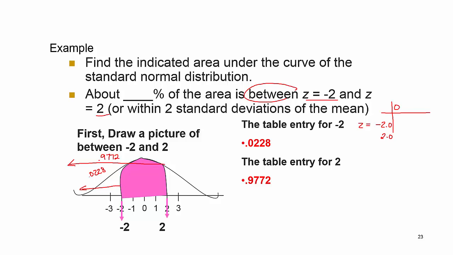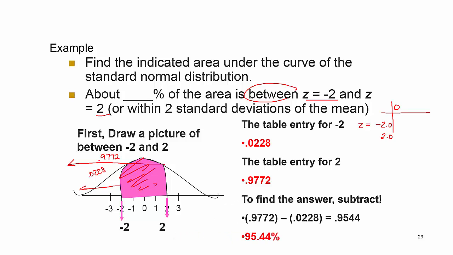Now both of these areas overlap each other. They're both going to the left. So if I just want to know from here to here, I just need to subtract. So when you have 2 areas, or when it's a between, you're always going to subtract the areas that you look up. So the area between is 0.9544, or 95.44%.